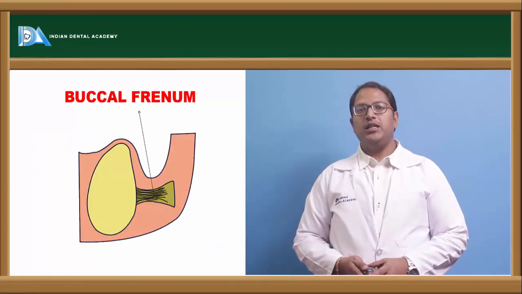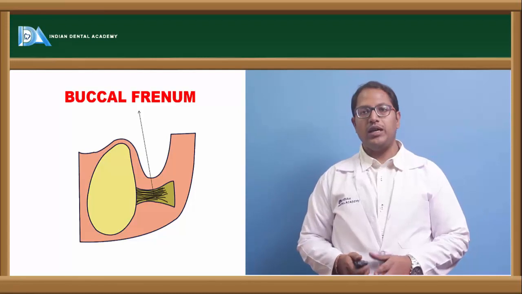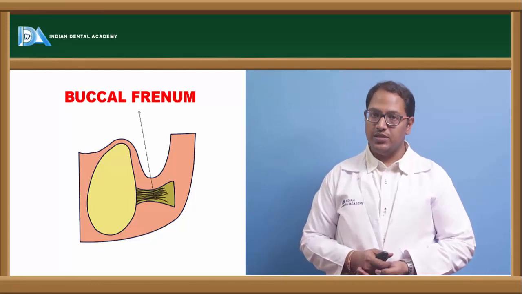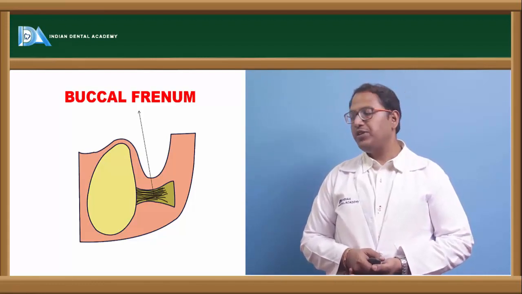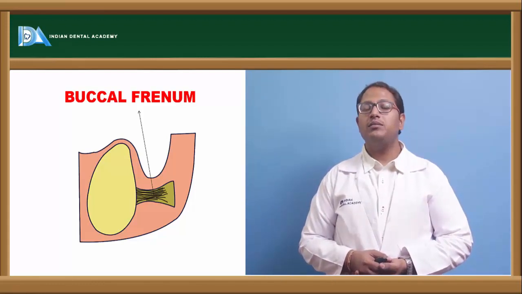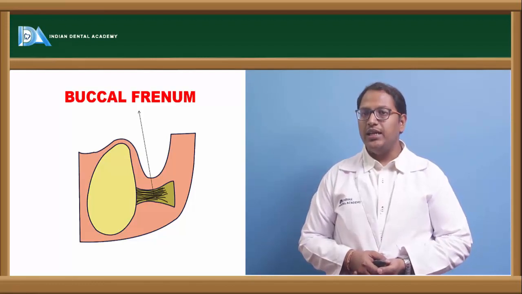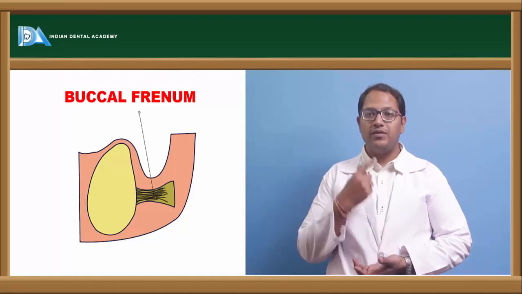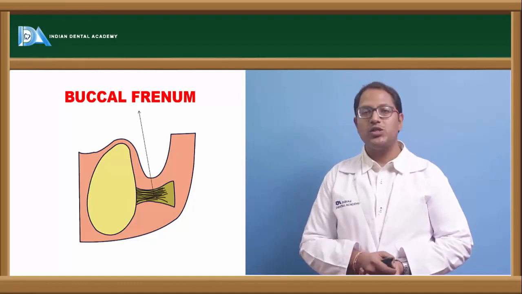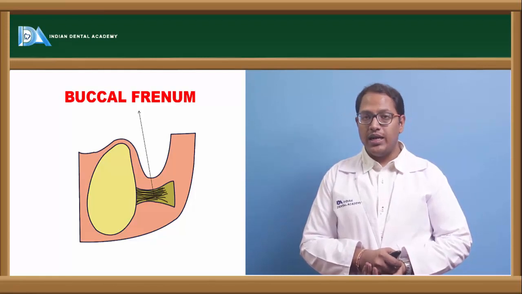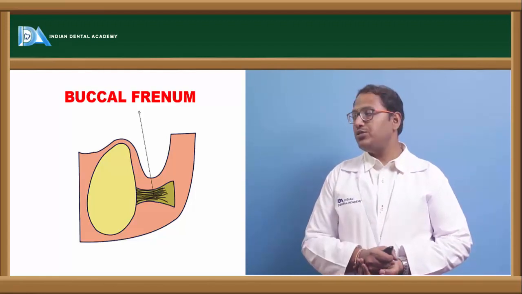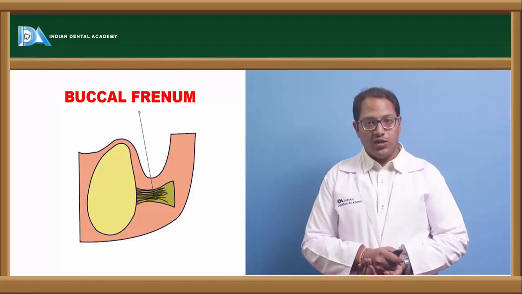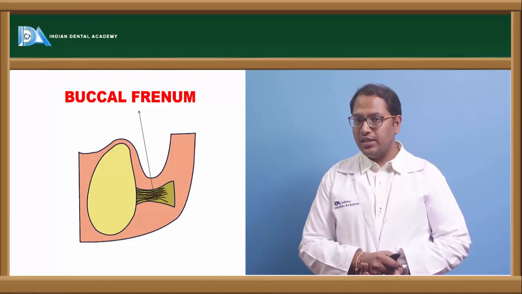So buccal frenum is the mucosal fold again which is coming up from the buccal vestibule and ending towards the crest of the ridge. Now this buccal frenum, the muscle which is dominating it is depressor anguli oris. Like in case of maxilla, it was levator anguli oris. Down here, since it's mandible, we have the depressor anguli oris muscle which is dominating this particular region. So again, making an impression, we need to keep in mind about buccal frenum, relieve it, because later on if this is not relieved, this can dislodge the denture.